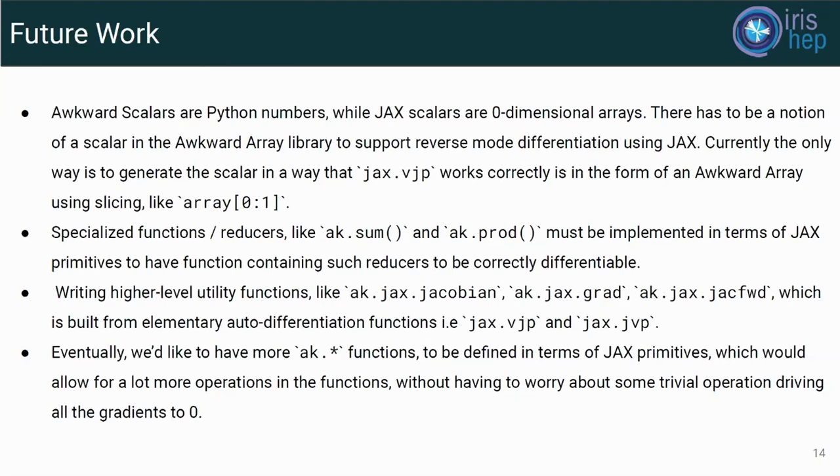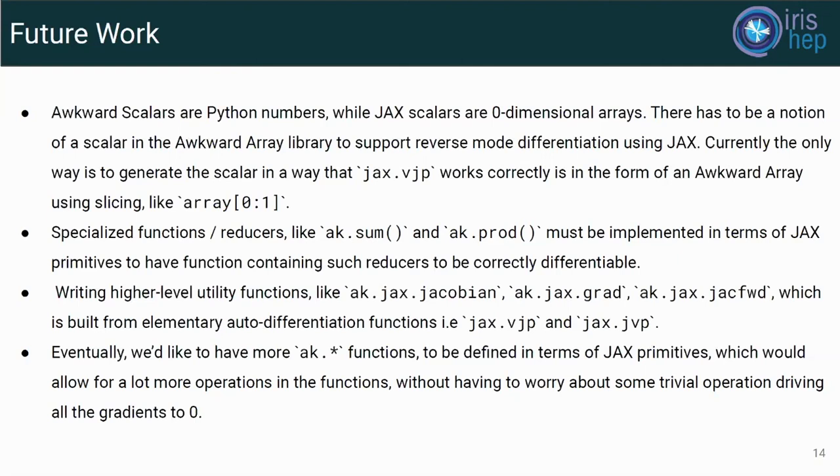So what you can do to navigate your way across it is do a slice, which is essentially 0:1 instead of the array at 0. This essentially becomes a one-dimensional scalar, and since that's an awkward array again, it would work, and jax.vjp works on that. Second, there are some specialized functions like sum and product that must be implemented in terms of Jax primitives, so that a function containing these smaller functions can be correctly differentiable.